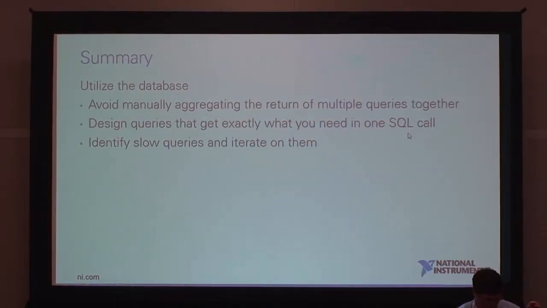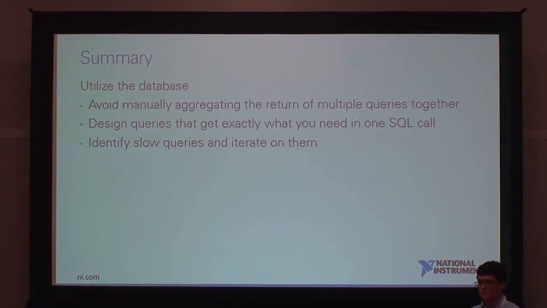So, summary. These ideas are pointing to using a database to its abilities, using it to format data, using it to do the work for you. You want to avoid aggregating multiple queries together. You want to design them to get what you need them to return. And sometimes even a single query might be slow. You might want to iterate and update that SQL design to make that query faster as well, which is kind of what we saw where we had 4,000 rows returned. We can trim that down to 1,000 by concatenating some of those columns together.